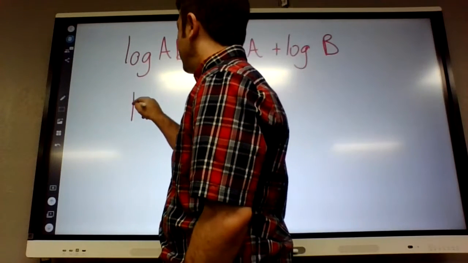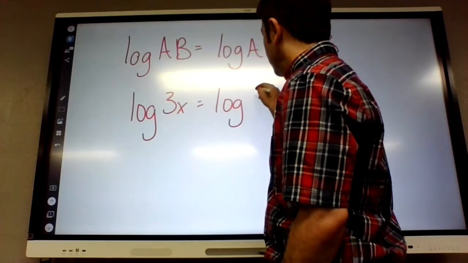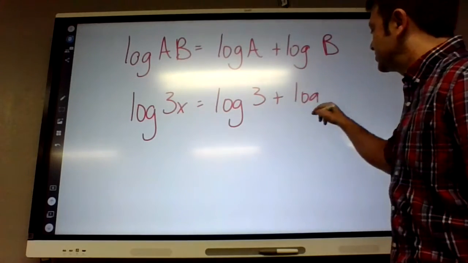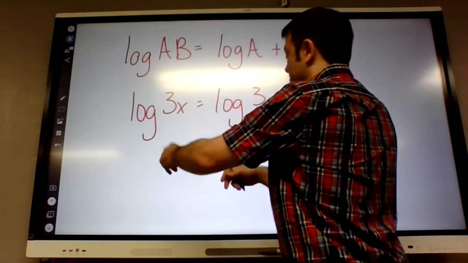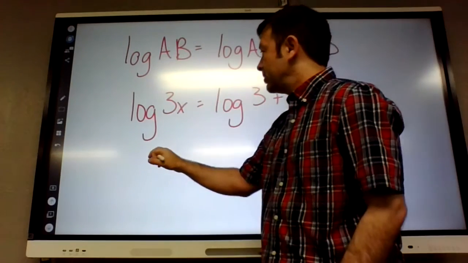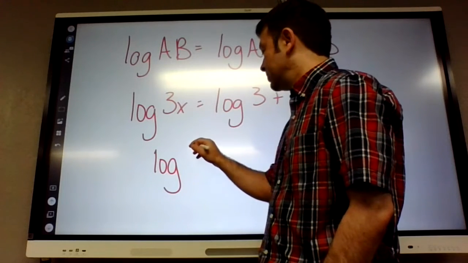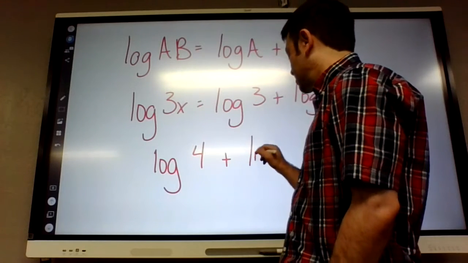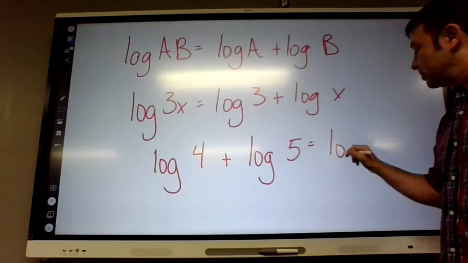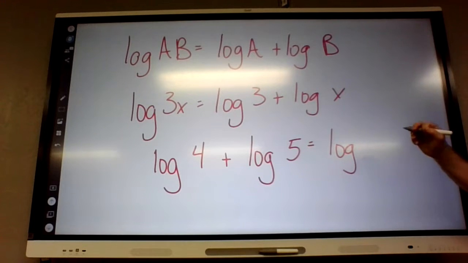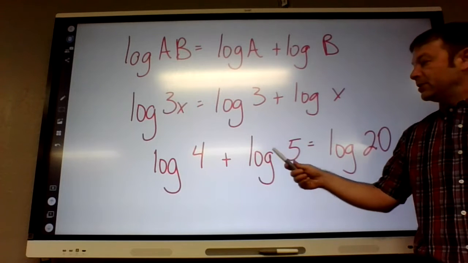So if I had, for example, log of 3x, that would be the same thing as log of 3 plus log of x. Well, you can break them apart, but you can put them back together again too. So, in other words, if I had log of 4 plus log of 5, that would equal log of 20. So you just multiply those things.